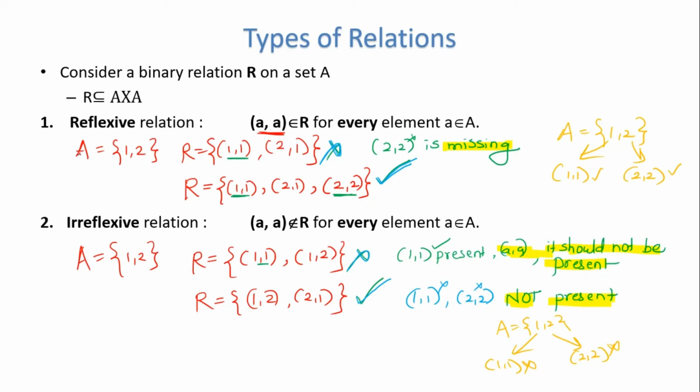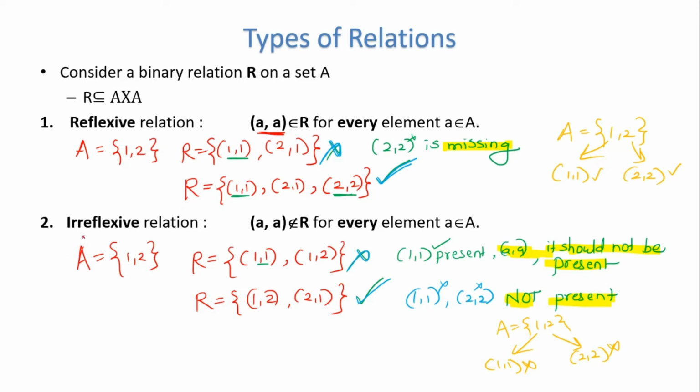For example, my set has elements 1, 2, and the relation is (1,1), (2,1). This is not a reflexive relation because all the possible self-ordered pairs for all the elements are (1,1) and (2,2), but (2,2) is missing in my relation, so this is not reflexive. Second example of relation: (1,1), (2,1) and (2,2). Now here all possible self-ordered pairs for all the elements in my set are (1,1), (2,2), and both are present, so this relation is reflexive.